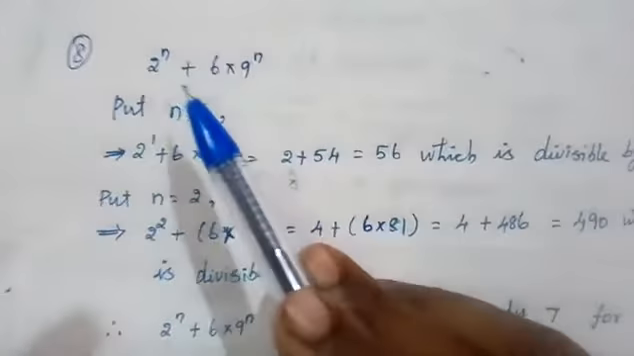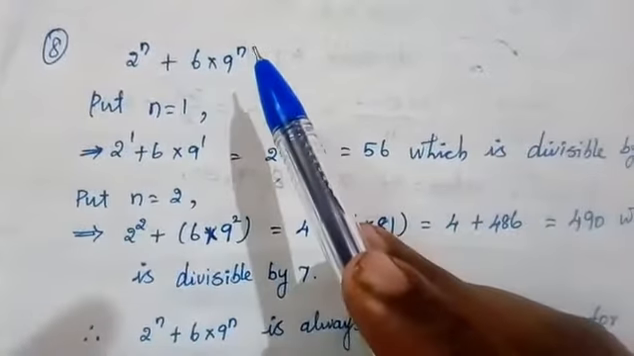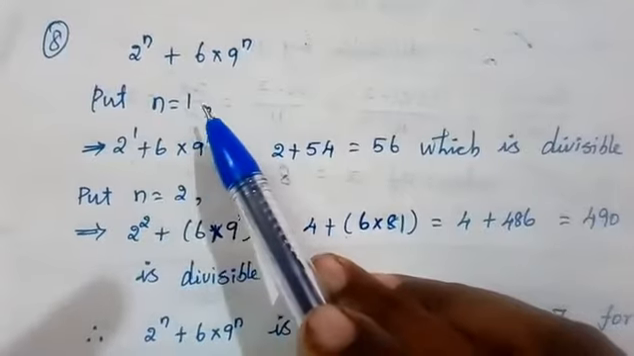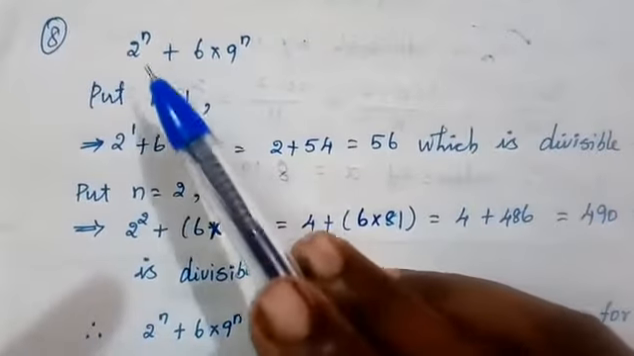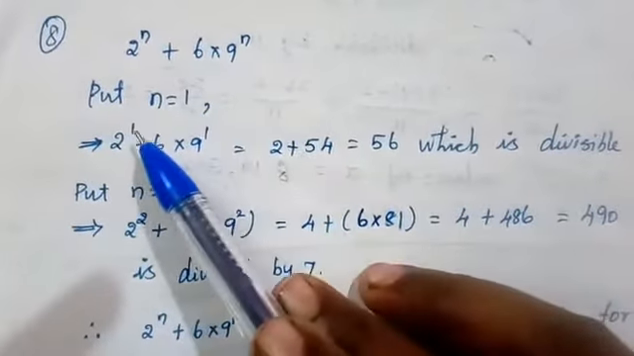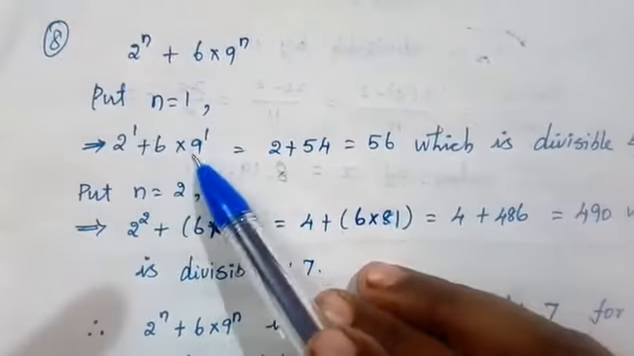First you write the given expression, that is 2 power n plus 6 into 9 power n. First we have to substitute the value n equal to 1. Put n equal to 1. Where you have n, there you substitute the value 1: 2 power 1 plus 6 into 9 power 1.